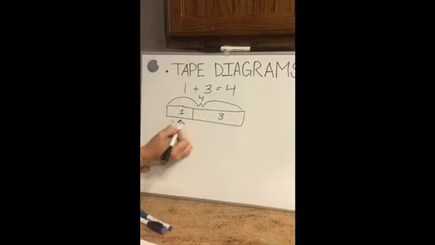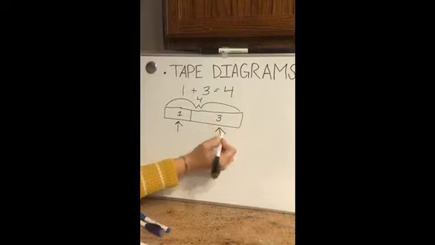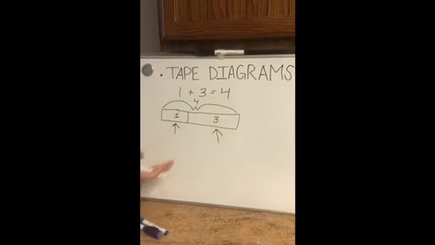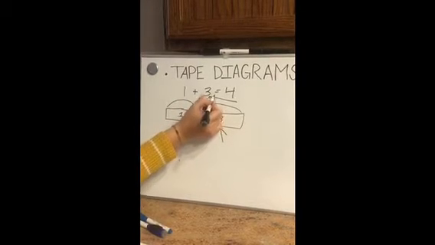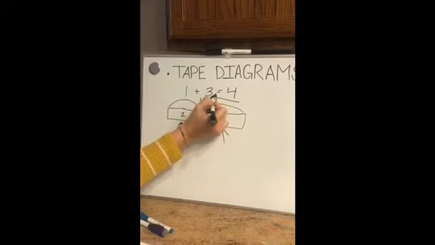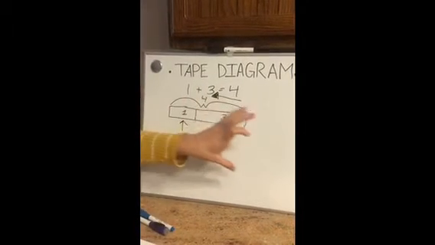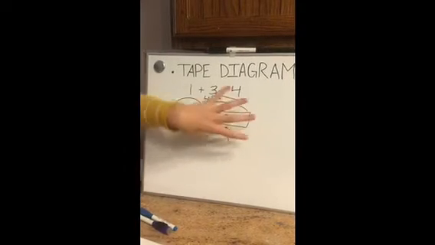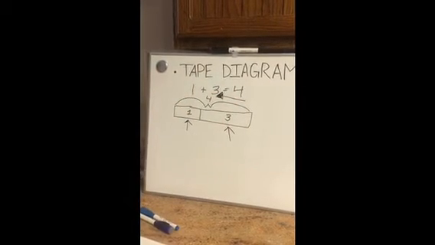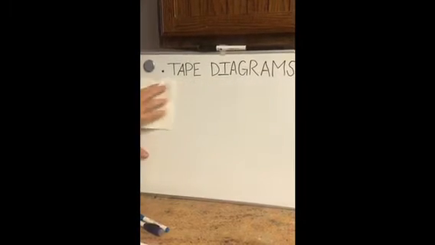The 1 shows one part of the quantity. The 3 shows the quantity 3. Oop, that is a terrible arrow. And of course the 4 shows the whole diagram and the total quantity. So 1 plus 3 equals 4, the entire diagram together. Okay? Let's go ahead and work out one of the problems.